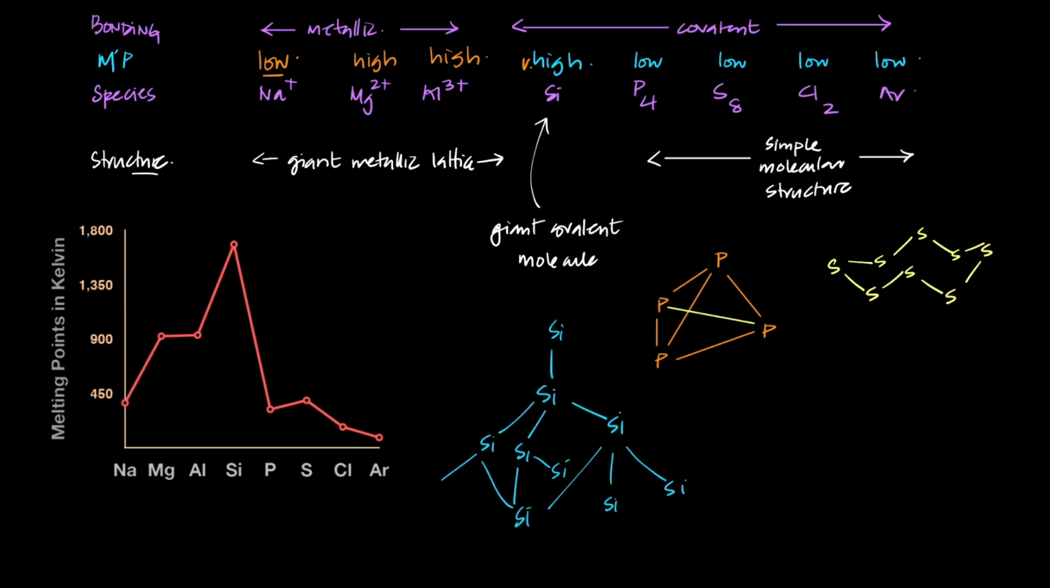So sodium is low. Now this is in Kelvin. It's about 300 Kelvin, which is just above room temperature. So sodium melts pretty easily. Magnesium and aluminum are very similar, we call them high. Silicon is even higher. And then you have these variations. This is for P4, this is for S8, and that's for Cl2, and that's for argon.